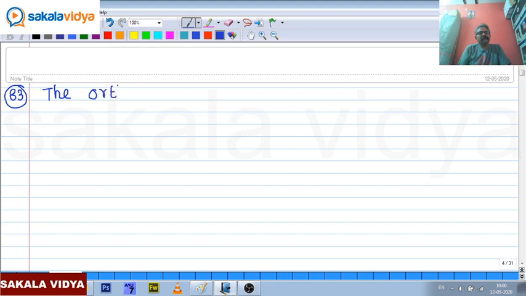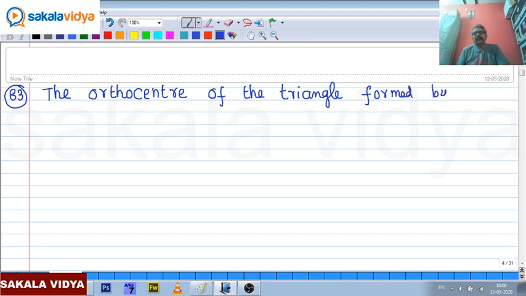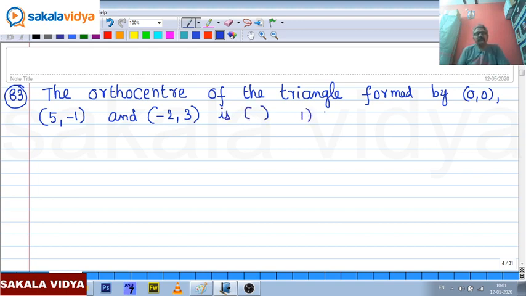The orthocenter of the triangle formed by (0, 0), one of the vertices is the origin, (5, -1) and (-2, 3) is: first option (4, -7), second option (-4, 7), third option (4, 7), fourth option (-4, -7).